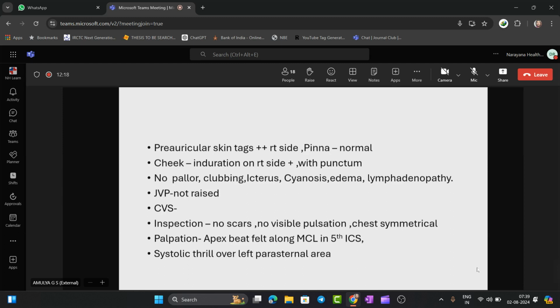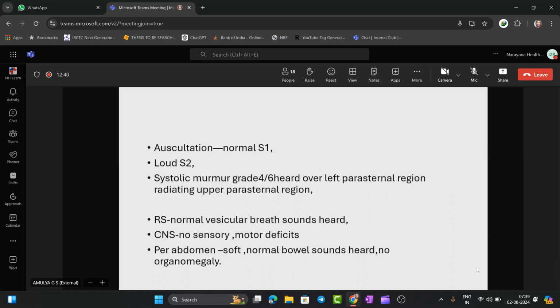Moving on to cardiovascular examination. On inspection, the chest, there were no scars, no visible pulsation, chest was symmetrical. On palpation, apical beat was felt along mid-clavicular line and fifth intercostal space. There was a systolic thrill over the left parasternal area, mainly in the second left intercostal space. Auscultation, the normal S1 heard, S2 was loud, and there's a systolic murmur with intensity 4/6 gradient over left parasternal region, and it was radiating to upper parasternal area. There were no other murmurs appreciated.